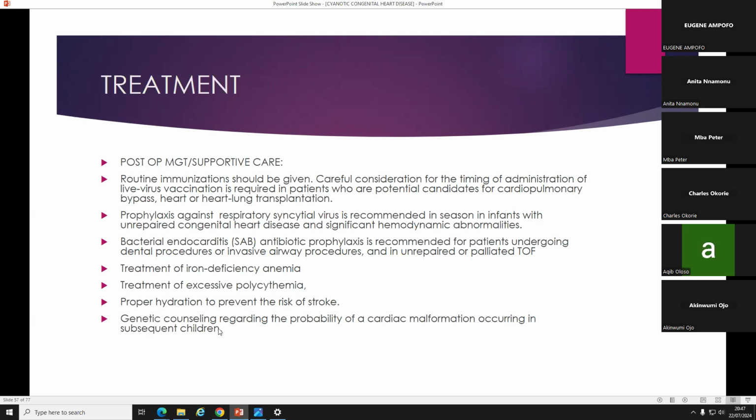For post-op management, peri-op supportive care, there's been a lot of discussion about routine immunizations and vaccinations, when they should be given. I've checked a lot of guidelines and there's no clear consensus. However, they do agree that we should consider the timing of administration of live virus vaccinations because the presence of congenital heart disease does reduce their immunity. But what we should remember is that recent vaccination is not a contraindication to surgery. So try not to delay surgery just because the patient has had recent vaccination.